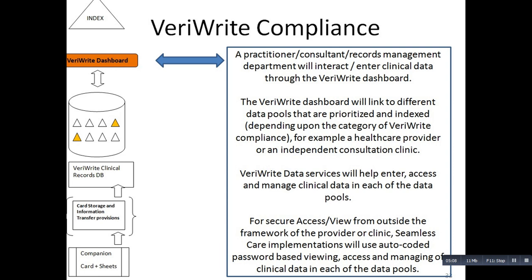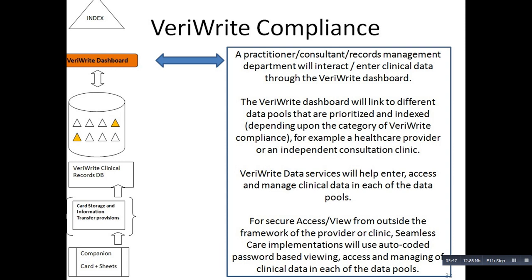The VeriWrite dashboard permits access either from within the healthcare provider site or within the clinic, or from outside the framework, which is normally controlled and normally secure. And when we talk about the VeriWrite clinical data, we're talking about a new solution called the companion card. So we look at basically a card storage and information transfer implementation. Some of this has been described in the documentation provided. We think this is possible when we talk about the implementations that permit information transfer. We step through to see what else we can talk about.